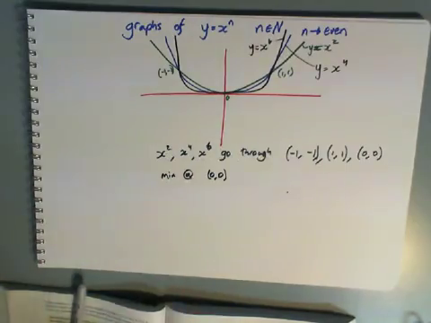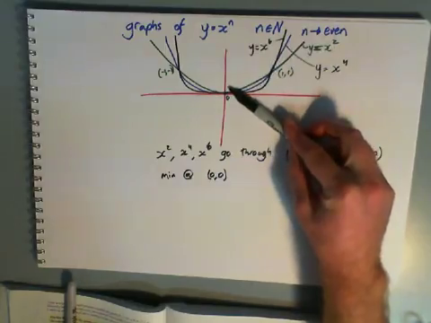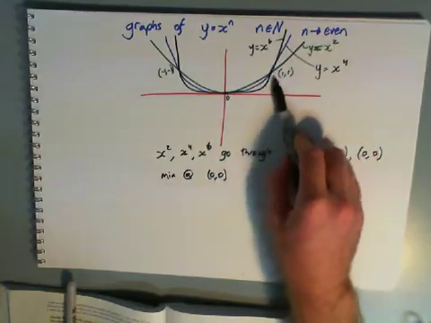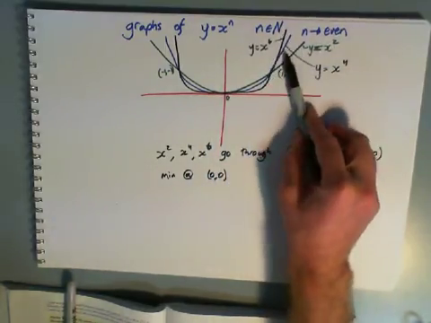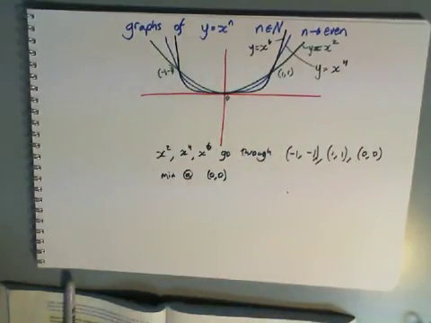And as I said, the higher the power, the narrower the graph is going to be. So x to the 6 is obviously quite a bit narrower than x to the 4, and x squared in comparison.